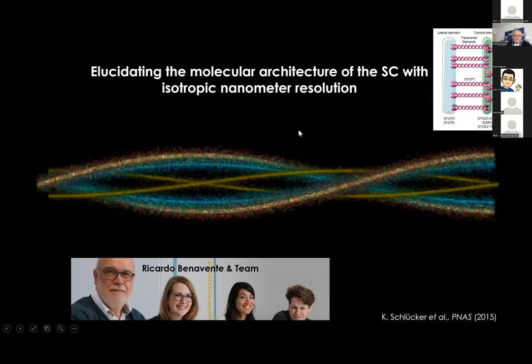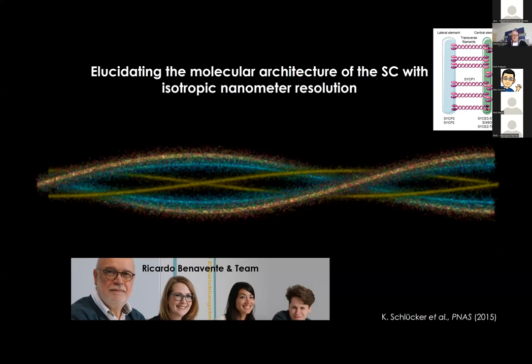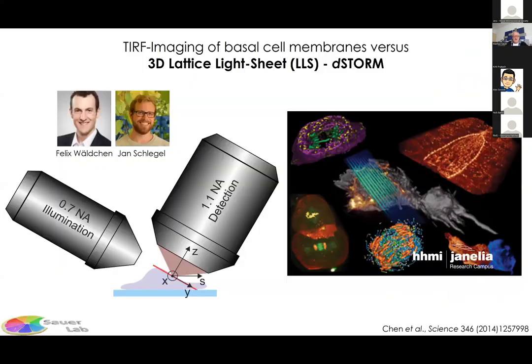While testing all the different antibodies available against these different proteins on the right-hand side here of the synaptonemal complex, you see that we can finally resolve the three-dimensional structure, or the molecular architecture, of this synaptonemal complex with almost isotropic nanometer resolution. The beauty of nature is really that this is a helix-in-a-helix complex, the synaptonemal multiprotein complex. All right.